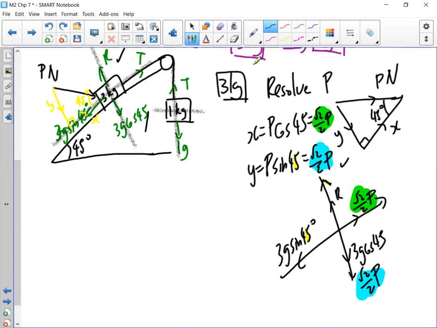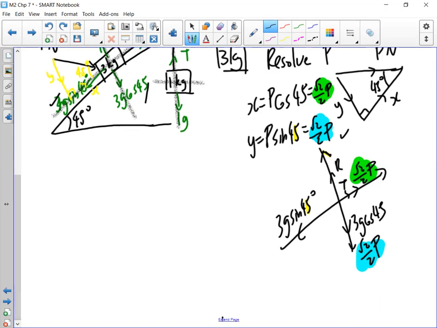Oh wait, hang on, something missing, tension. Oh, I nearly forgot about tension. The little T, tension. So have I included all the forces? Yes, I did. So now I can do the calculation. Left equals right, up equals down.